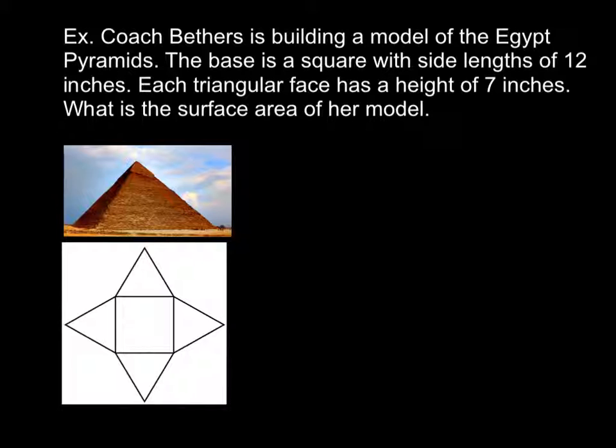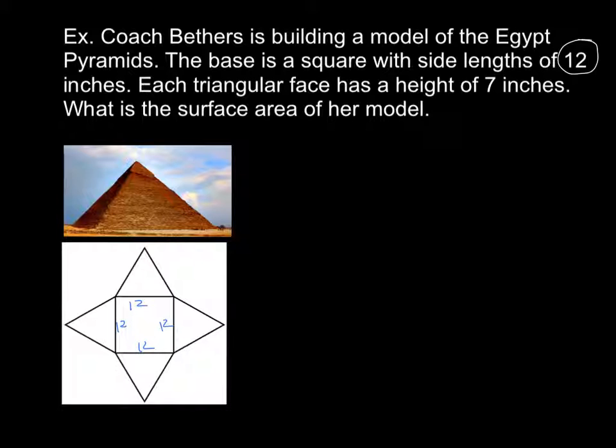Okay, so the first thing I like to do is find the area of our base. So going back to our problem, we're looking to see if it tells us how long the side lengths of the base are. Let's go back and read it. Coach Beathers is building a model of the Egypt pyramids. The base is a square with side lengths of 12 inches. Perfect. So I have 12-inch side lengths. So I'm going to switch colors here. In my net, each of these side lengths are 12 inches. Okay, so I'm going to label it first.